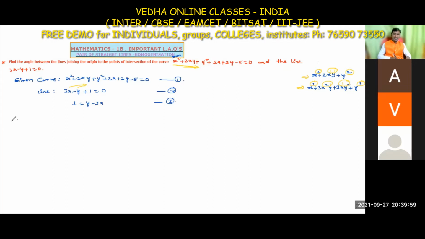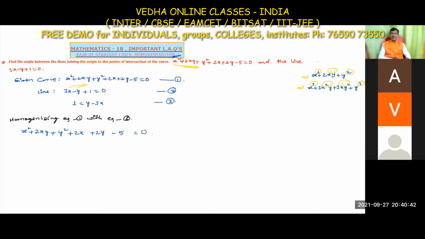Now I am homogenizing equation 1 with equation 3. Here I am writing x square as it is, plus 2xy plus y square plus 2x plus 2y minus 5 equal to 0.